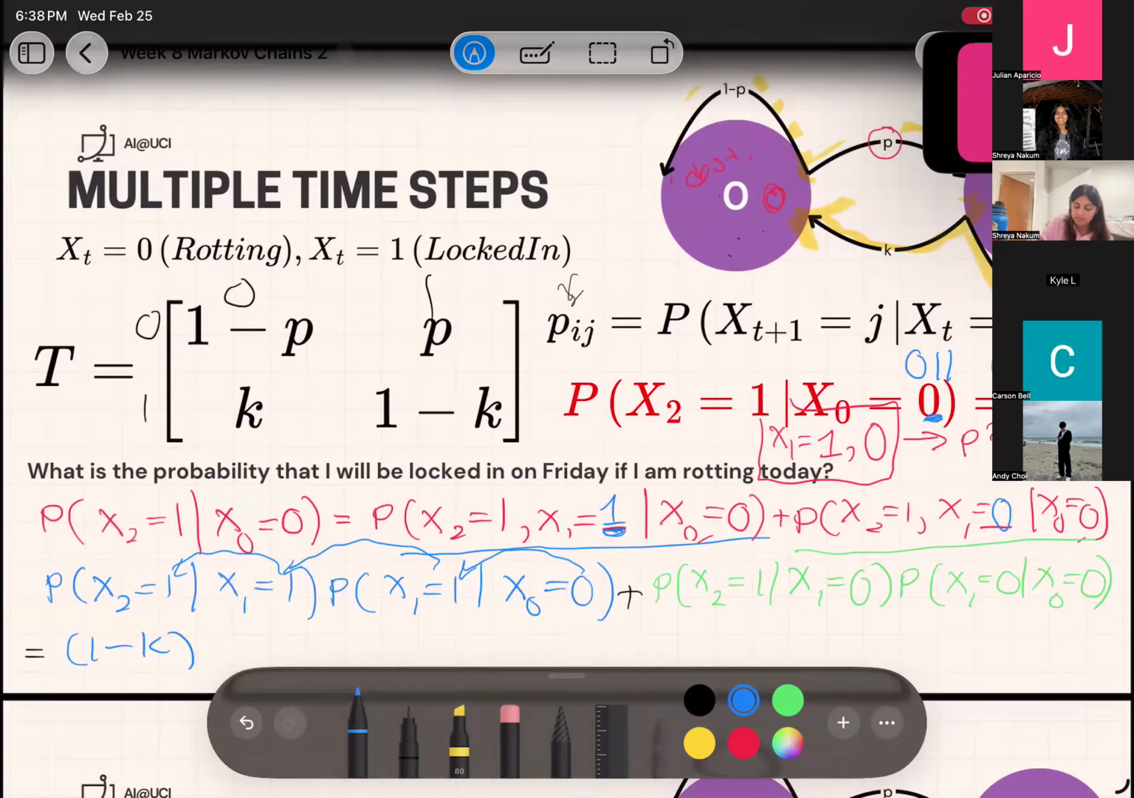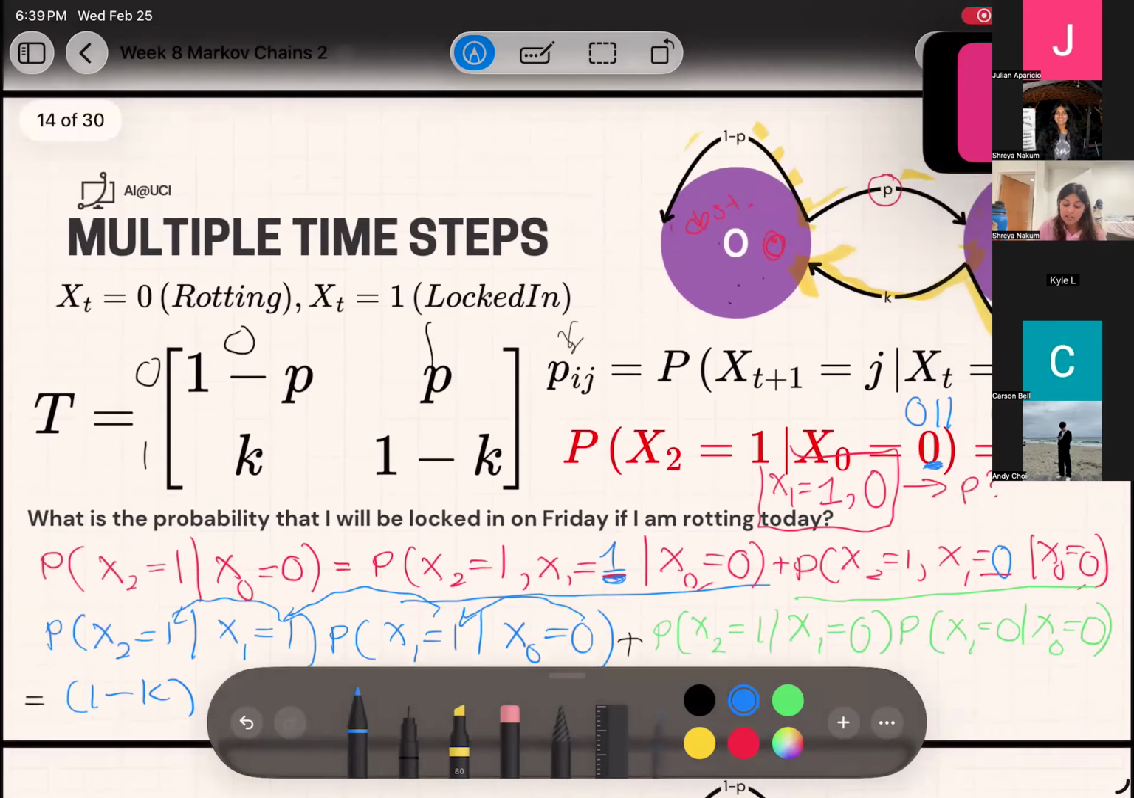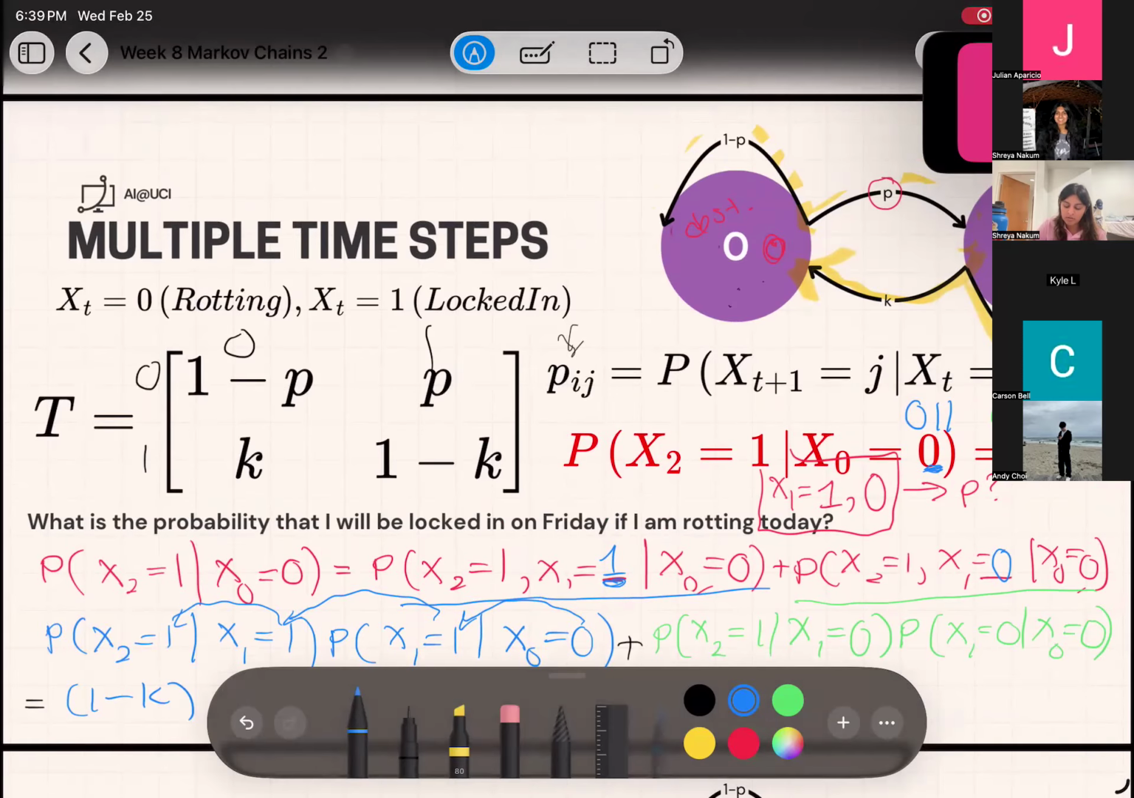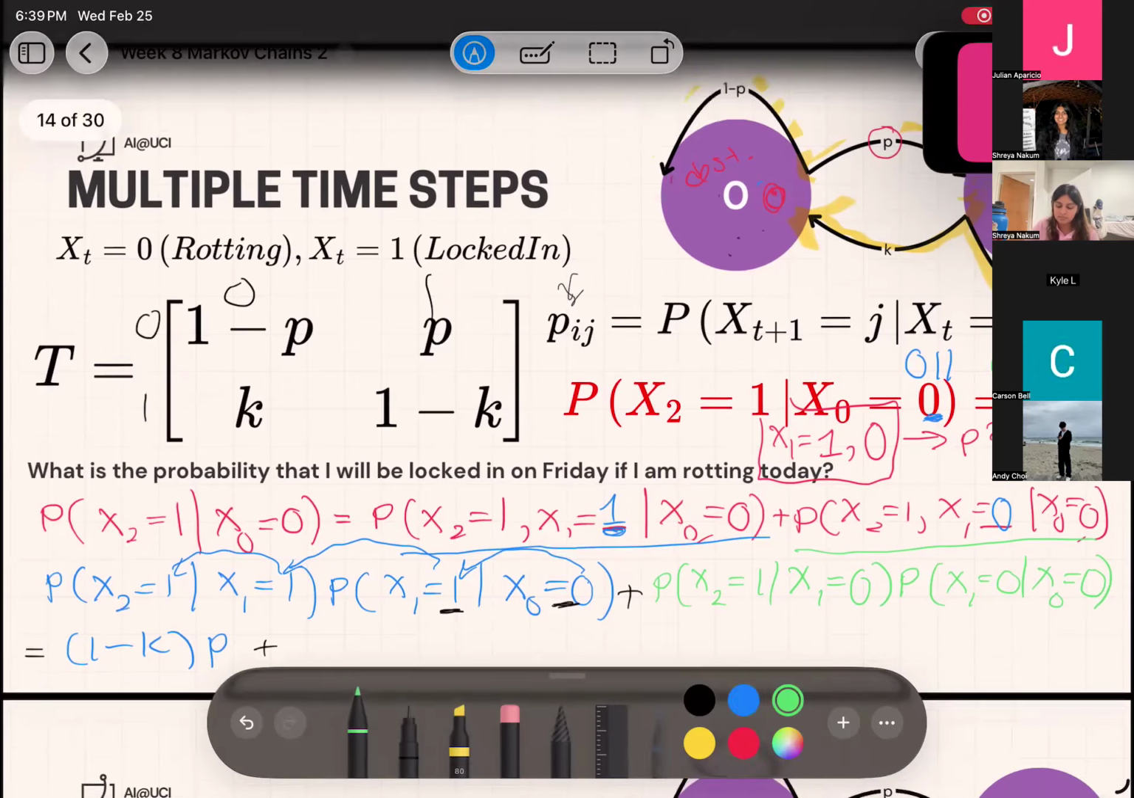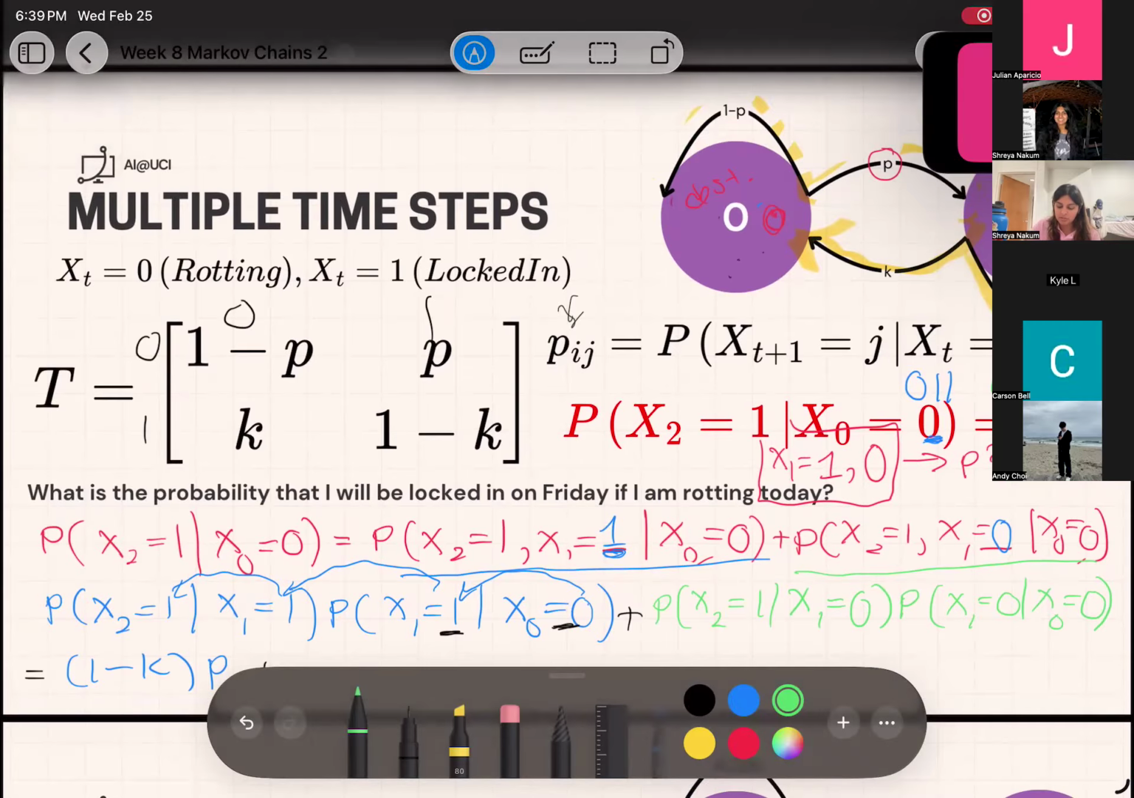What about this one? The probability x1 equals 1 given x0 equals 0. K. Yeah, because this is the probability that, wait, no, it's not k. This is the probability that we're at 0 and we're going to go to 1. Oh, it's going to be p. I know it's a little weird to look at, but it's given that we're at 0, that we'll be at 1. So it's p. Well, what about this green one? What's this probability here going to be?